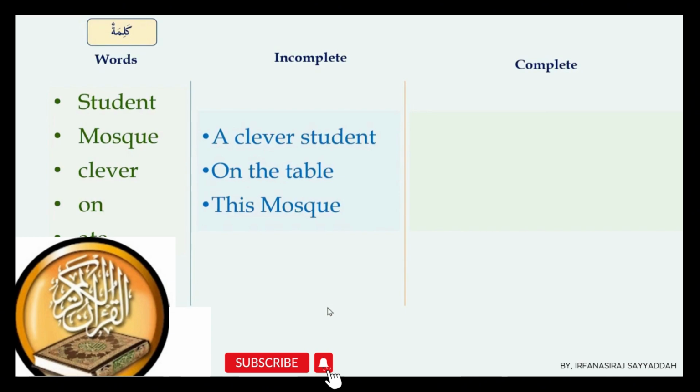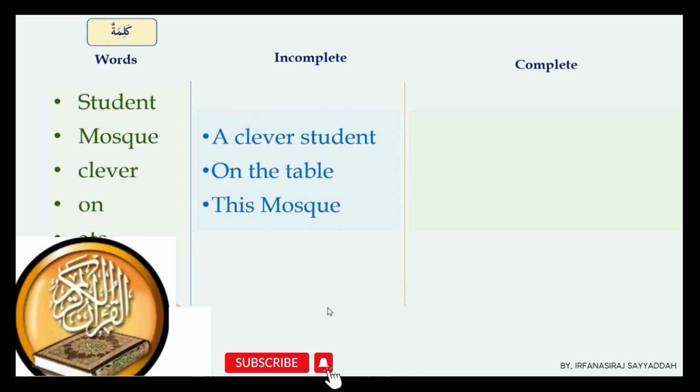Now all of these are called incomplete. Why? Because when I say this mosque, you're still waiting for something else. You don't really know what I mean by this mosque, and what am I going to say about this mosque? This mosque is new, this mosque is beautiful, this mosque is ancient, whatever. Something else additional is required. All of these are called incomplete.